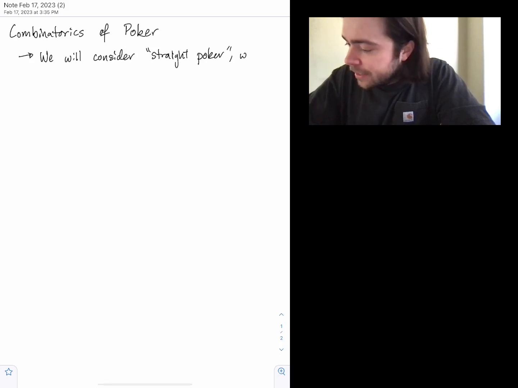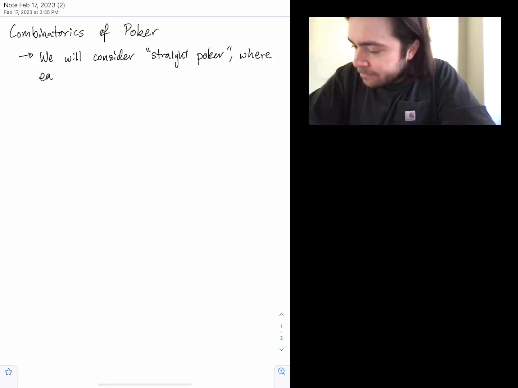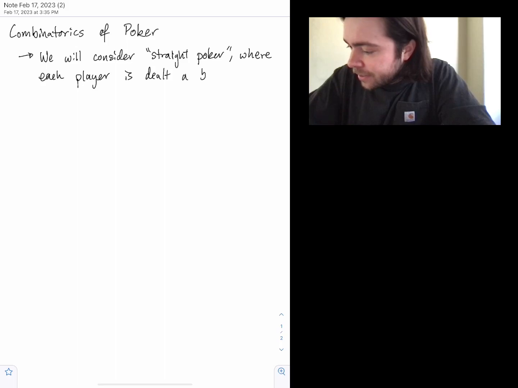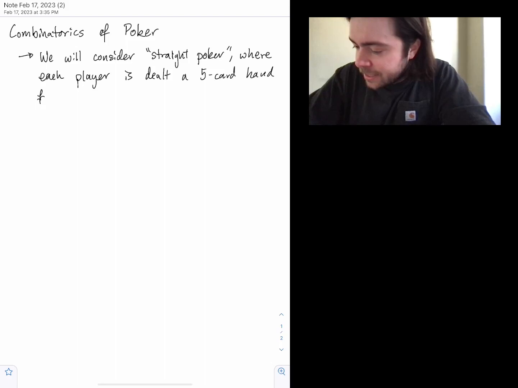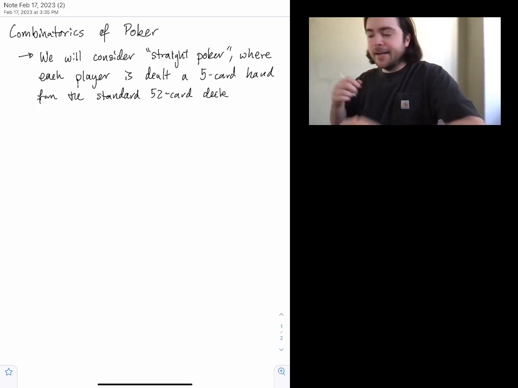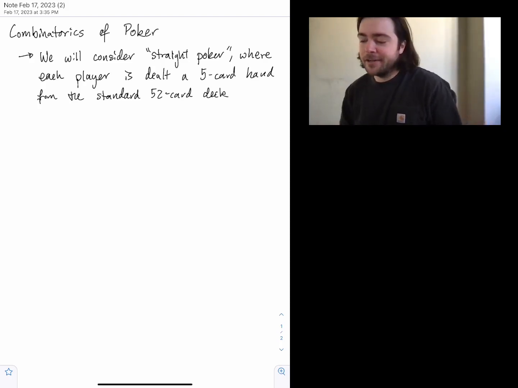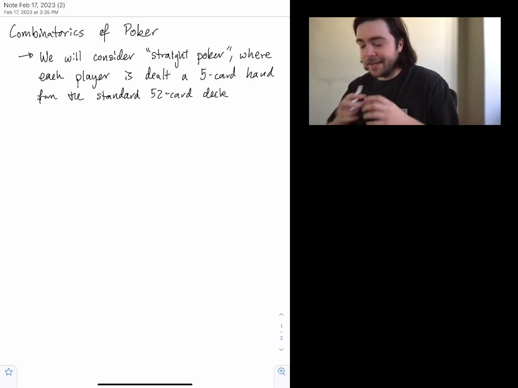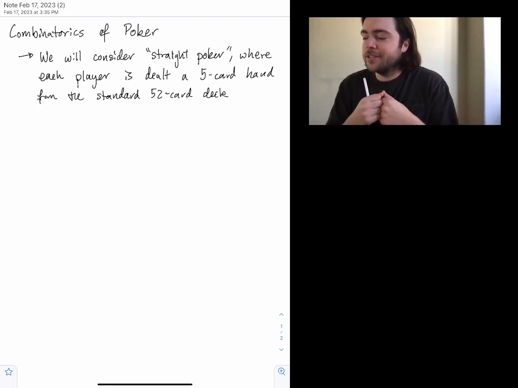And what is that? That is where each player is just dealt a 5-card hand from just the standard 52-card deck. Okay, so you sit down to play. You get a subset of 5 cards. That's your 5-card hand from the deck, and that's your hand. Okay, so those are the cards you have.